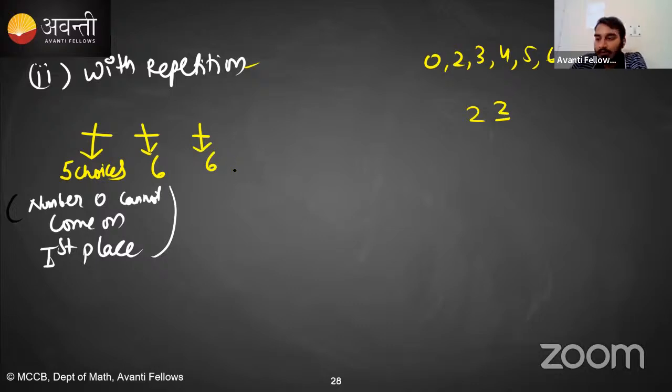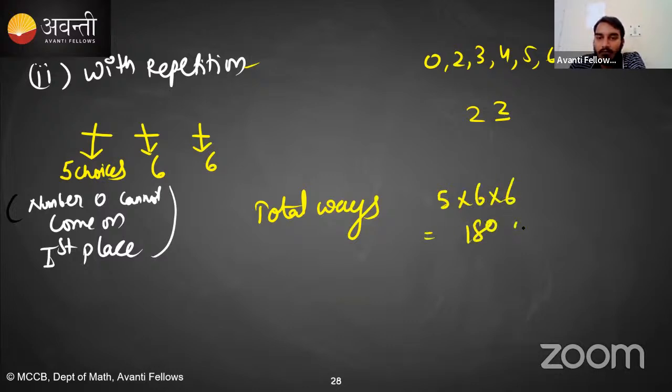Yes or no? So how many total ways have we got? Total ways are 5 into 6 into 6. So there are 180 ways.